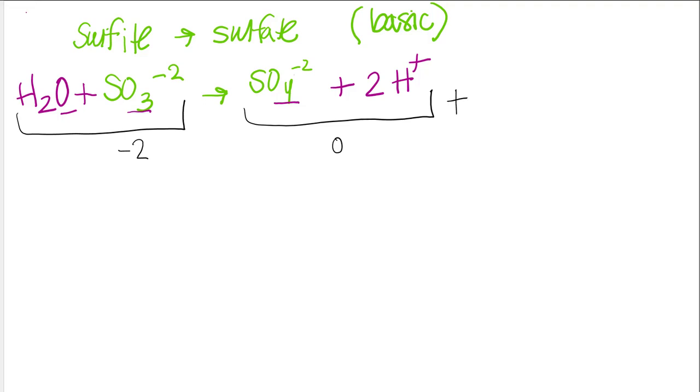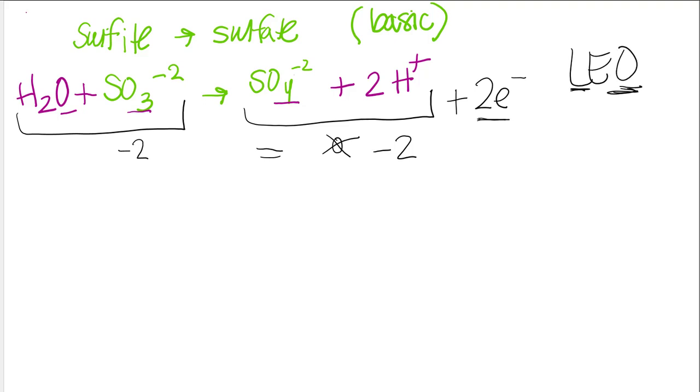I need to add 2 electrons to the right side to give it not just a 0 charge, I need it to be a -2 so that these equal. Therefore, since I have electrons on the right-hand side, this is a Leo. We have lost electrons. This is an oxidation half reaction. Now, if this was an acidic solution, we'd be done. But we're told up here that it's a basic solution.